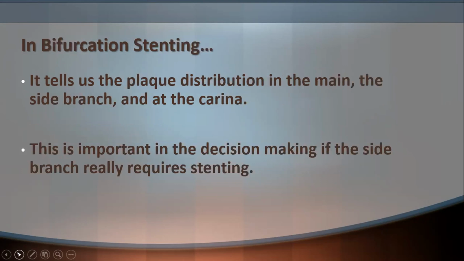In bifurcation stenting, it tells us the plaque distribution in the main, the side branch, and at the carina.